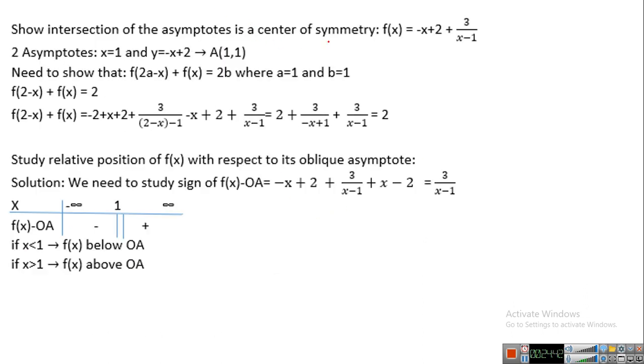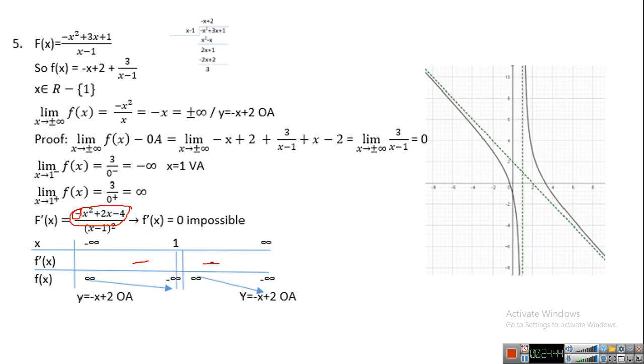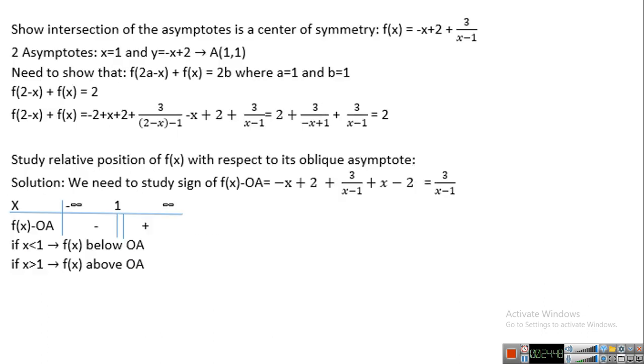Show that the intersection of the asymptotes is a center. Here I have two asymptotes, y equal minus x plus 2 and y equal to 1. If you replace x by 1 here, you're going to get the point 1, 1. You need to show that f of 2a minus x plus f of x equal 2b. Better to use this one. You can check it by yourself.